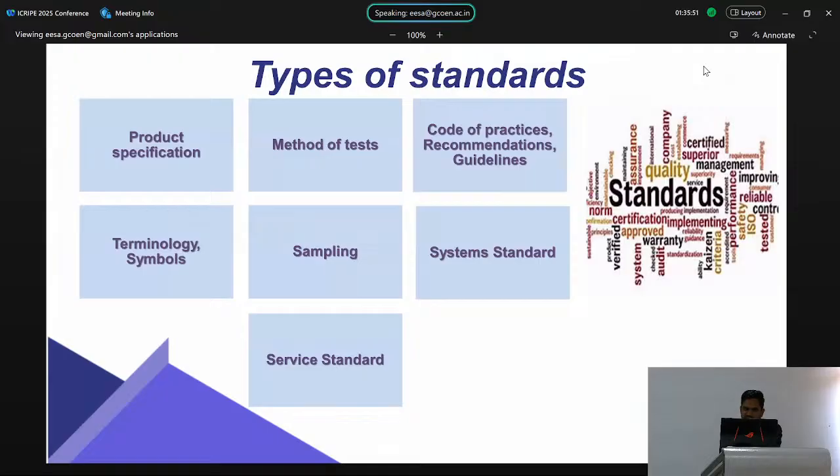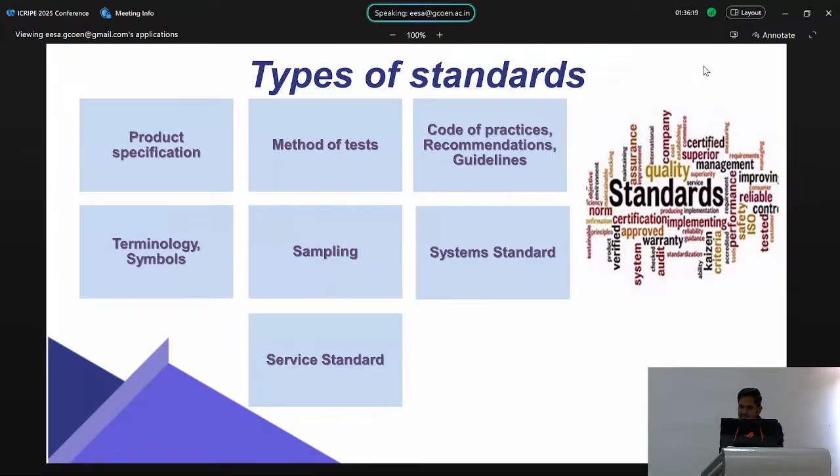Product specification standards are the standards regarding the products. I have given you some examples. Then there are method of test standards. Lots of testing is involved. For example, mechanical testing, tensile testing is used in several standards. So it is mentioned in one standard, and in all the other standards reference is given that tensile testing is to be carried out as per this standard. So test method standards are there.